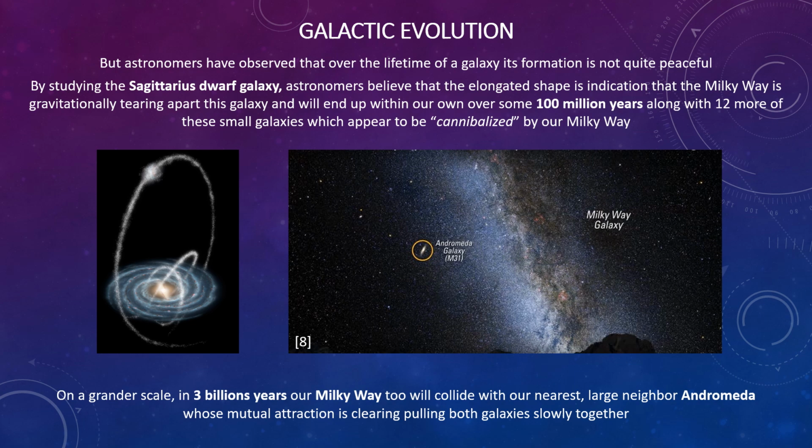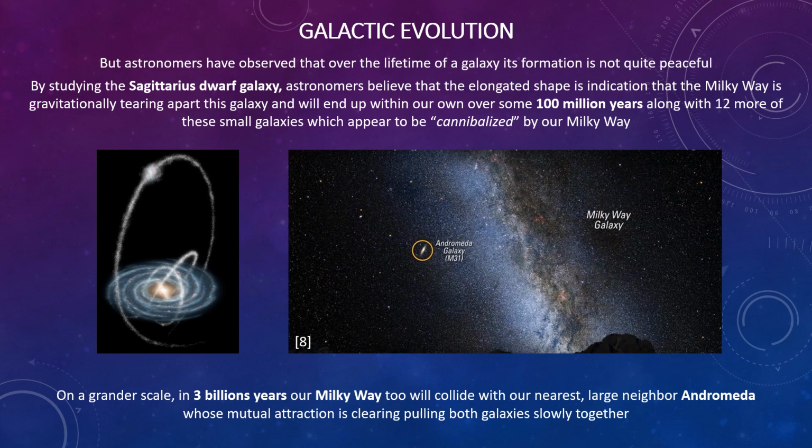100 million years from now, along with 12 more of these other small galaxies, which are being cannibalized by our Milky Way. So galaxies kind of eat up the smaller galaxies. They're kind of merging through a hierarchy. Smaller stuff is combining to make larger stuff.